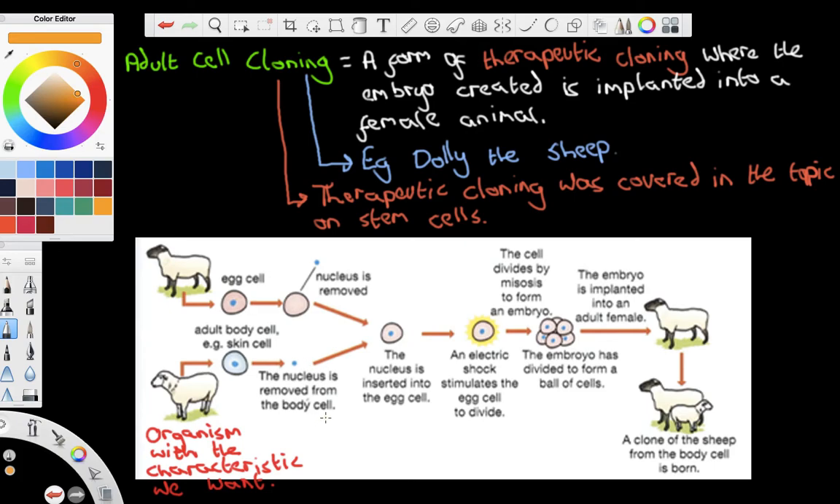So we can say that this contains the genetic material of the trait we want.